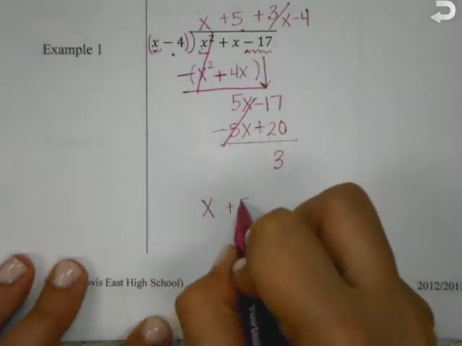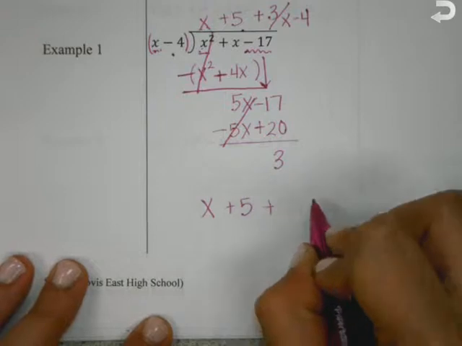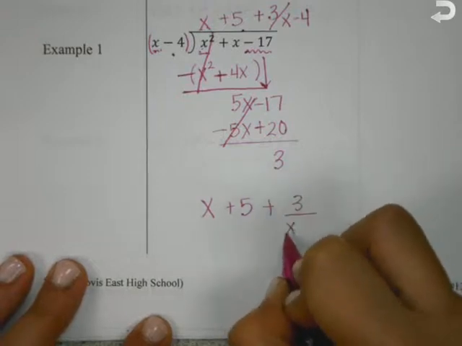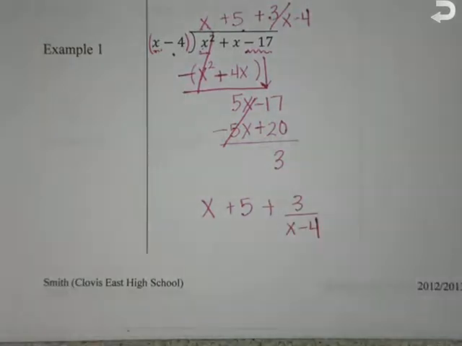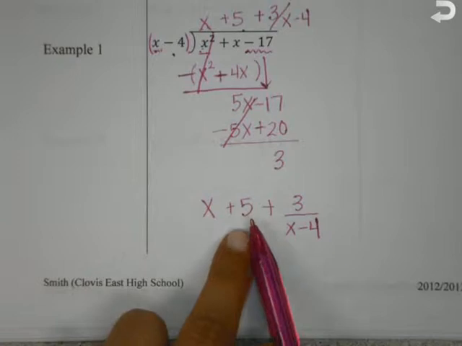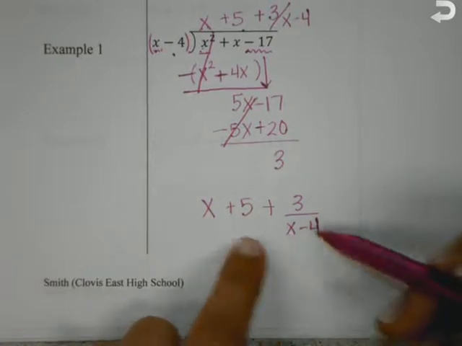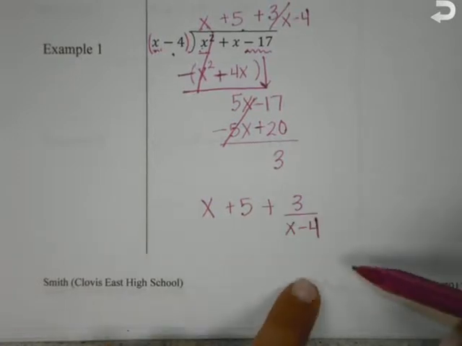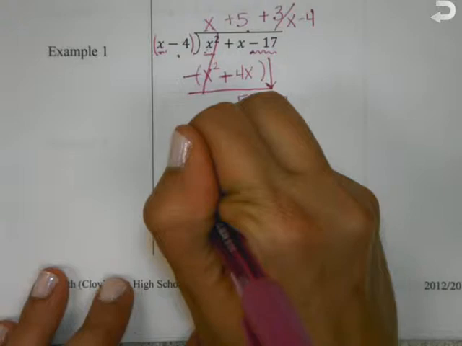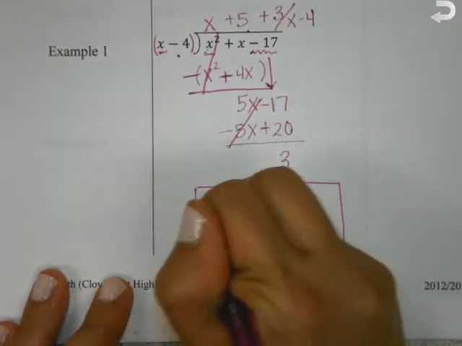Okay? We cannot add 5 and 3 because obviously they don't have common denominators, right? So we just leave our answer like this with the remainder attached at the end. Okay? So please do not try and add 5 and 3. They do not have common denominators.